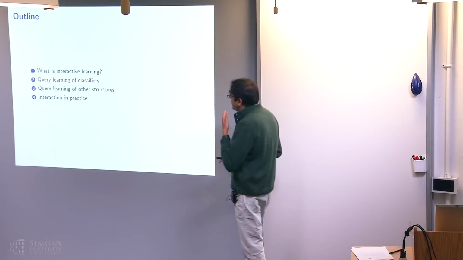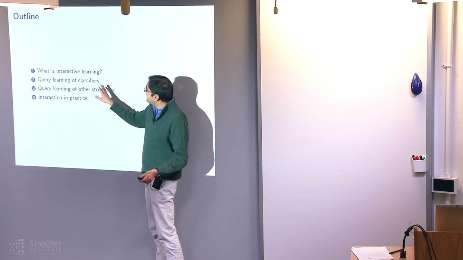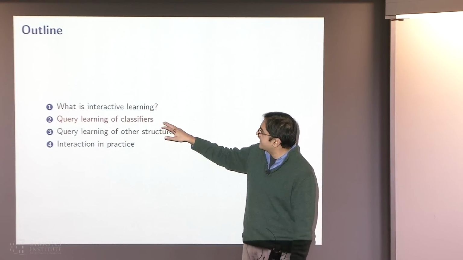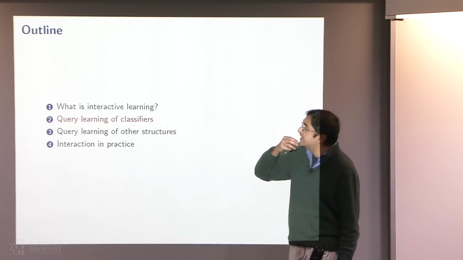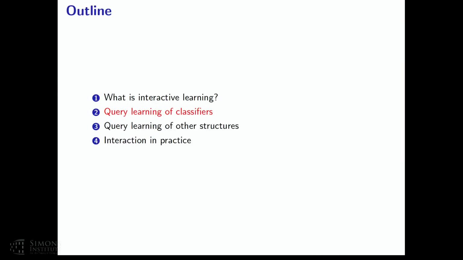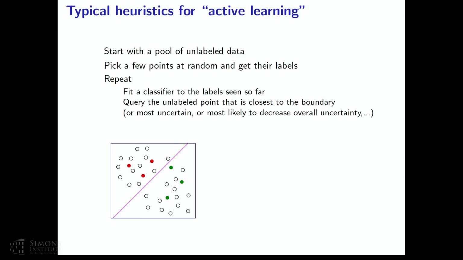And what I'll be talking about today is mostly the stuff that's known, which is not that much, having to do with the active learning of classifiers. And then Rob will be talking about richer classes of structures and also about issues that arise in practice. Okay. So, active learning.